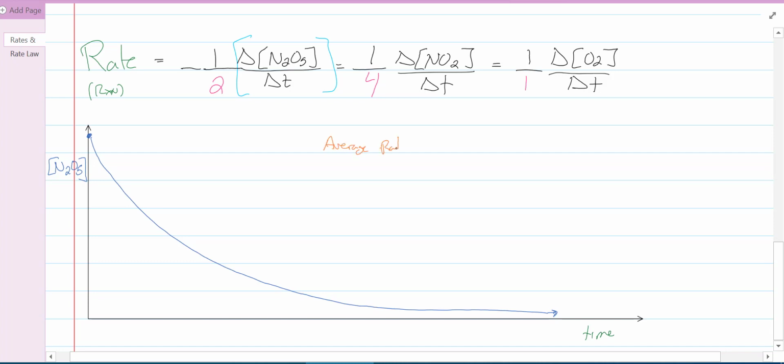Average rate. Now, average can be any point. I can have a first half average, second half average. I can have the whole thing average. So if I'm going to stay from time 0 to this time t, that would be my average rate from there to there. So whatever the average was, okay?